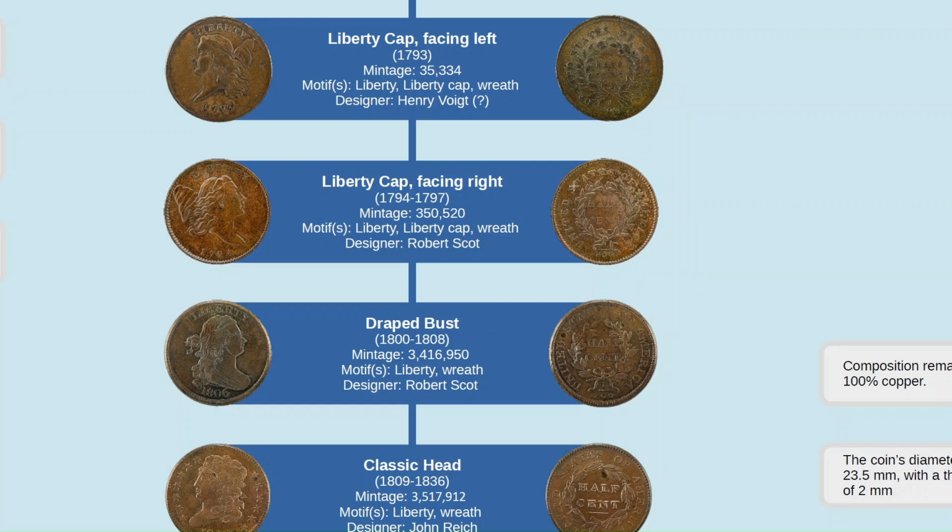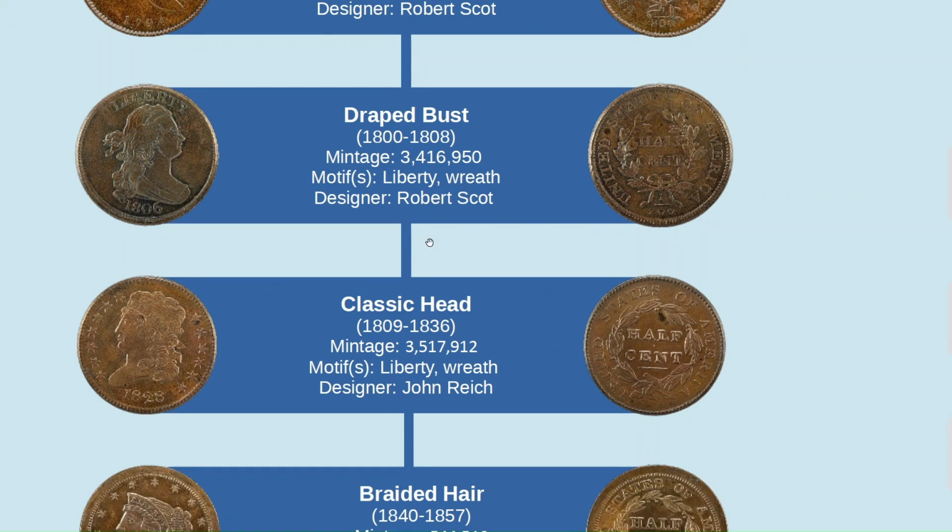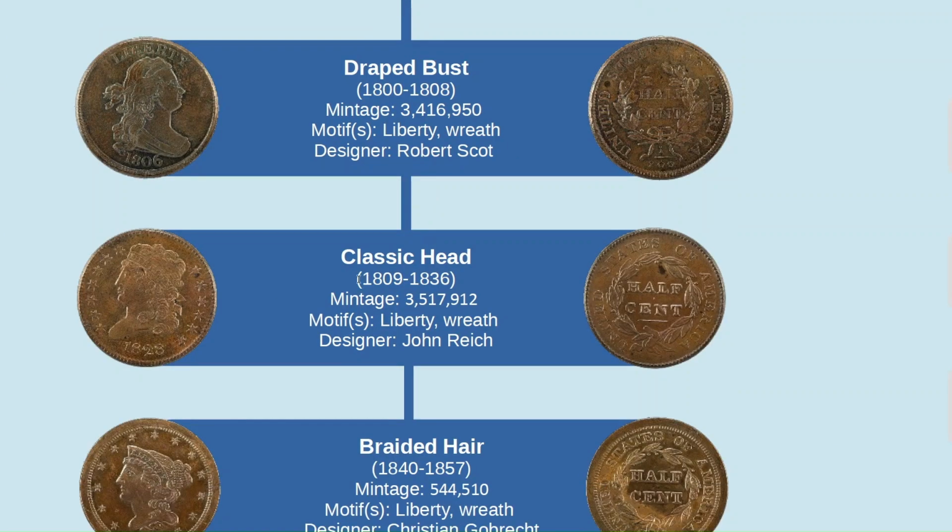Not much changes here. The reverse pretty much stays the same. The wreath is just made a little bit thinner, less detail heavy, but that's about it. And next up, we have the classic head. The classic head was in production from 1809 till 1836, with approximately 3.5 million coins minted throughout this run.